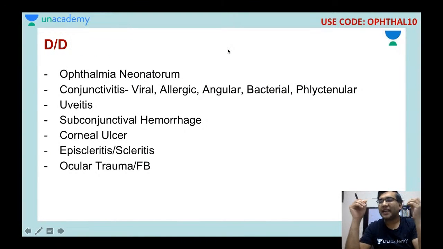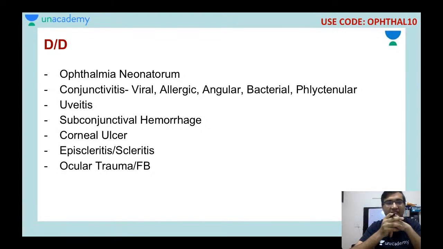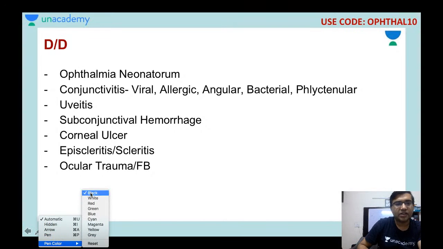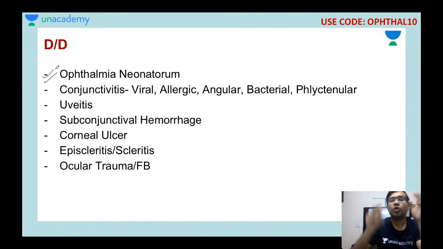Then what can be the differential diagnosis of a patient who has come with a red eye? The most important one, I start with the young to adults. So there can be ophthalmia neonatorum. Let's say there is a 2-week-old or 3-week-old child who has redness and discharge. The patient may be having ophthalmia neonatorum. Then we can have various types of conjunctivitis which can cause the redness.